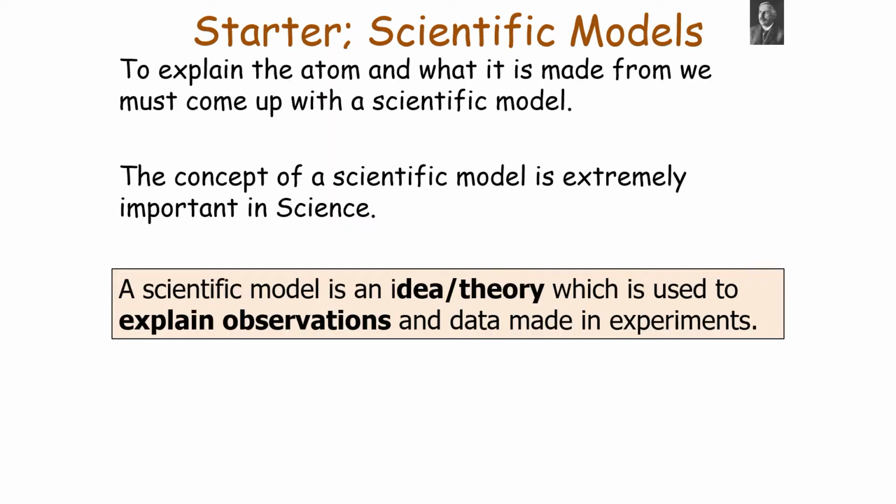So to explain the atom and what it's made from, we must come up with a scientific model. Now the concept of a scientific model is extremely important in science. A scientific model is an idea or a theory which is used to explain observations and data made in experiments.